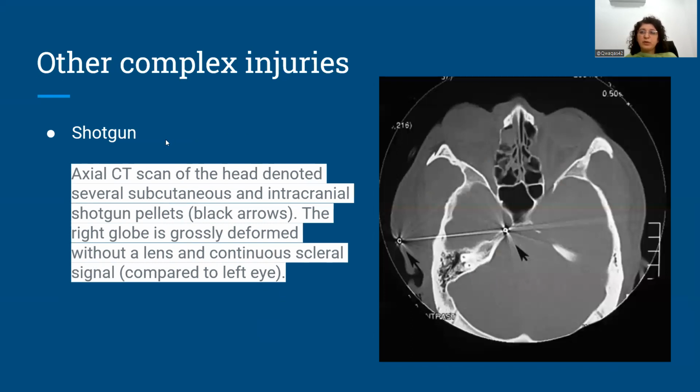And again, due to this unsalvageable eye, it had to undergo an enucleation. This is another example of a shotgun injury where a couple of retained shotgun pellets are seen. One is over here, this is subcutaneous, and this is intracranial. And the right globe over here also is grossly deformed as compared to the fellow eye.